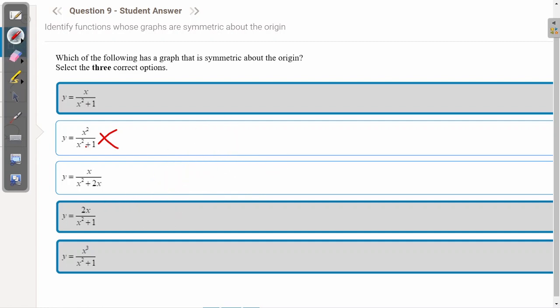Y equals 2x over x squared plus 1. So y equals negative 2x over x squared stays. So it is opposite, correct, because the numerators are opposite. X cubed over x cubed plus 1. X cubed, it's an odd power, so it stays negative x cubed over x squared positive plus 1. So the numerator is opposite, so it's correct.